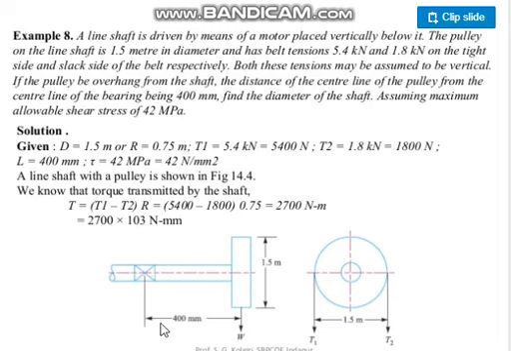This is the center of the pulley and the distance, you see, the bearing being 400 mm. This distance is 400 mm. Find the diameter of the shaft. So what you have to do, you have to find a diameter D of this shaft, assuming maximum allowable shear stress is 42 MPa. See, this fellow has taken only 42.